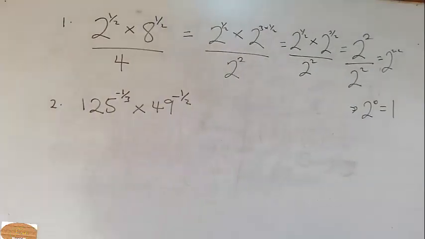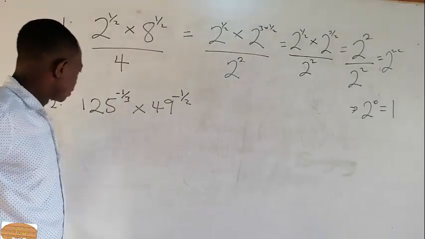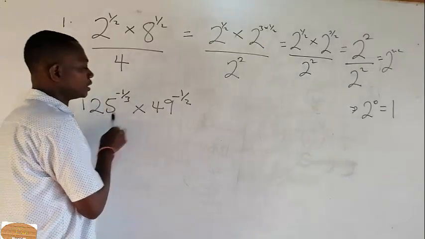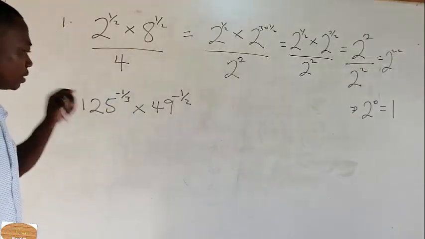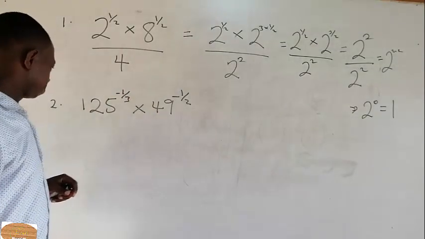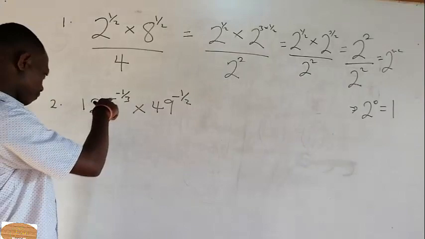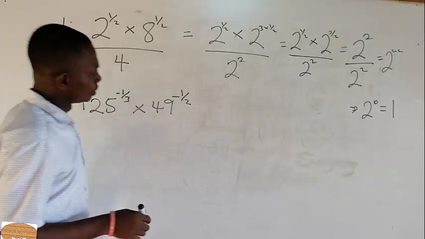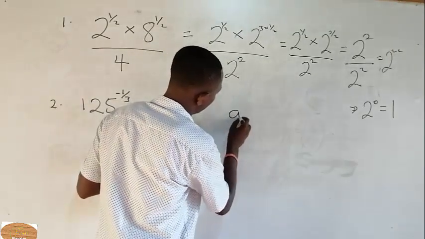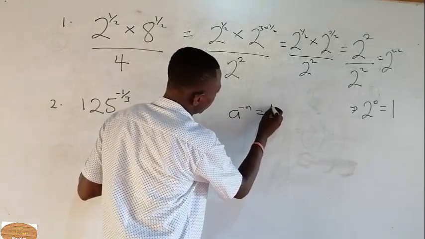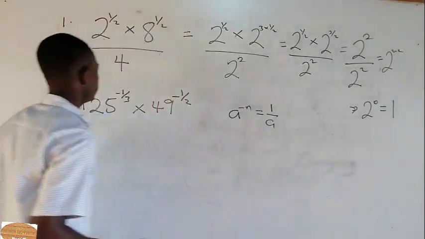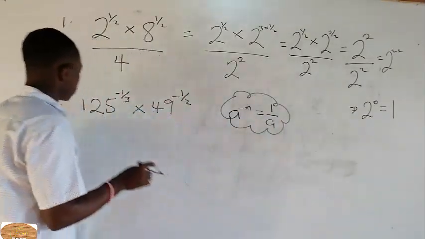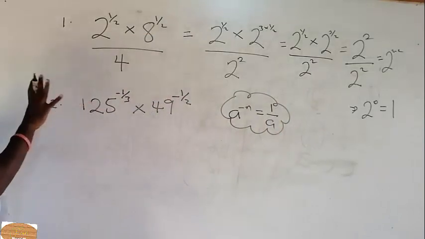Alright, let's look at the second example. Now this one, we can use 2 ways to solve this. Before we move on to the methods, I have minus here, minus there. So don't forget this: a to the power minus n is the same as 1 over a to the power n. So we are going to rewrite this one such that we get positive exponent.